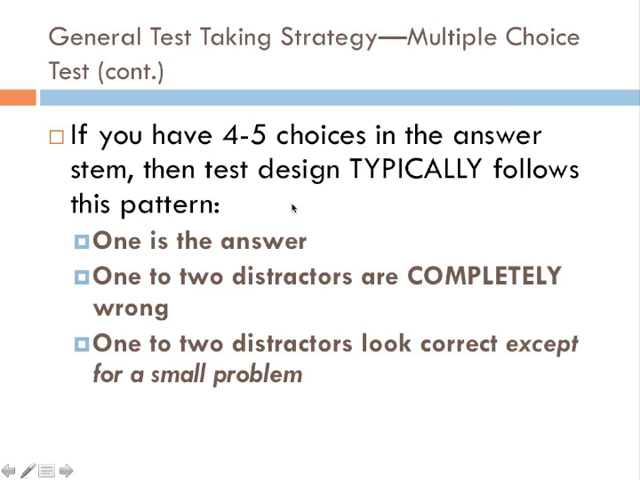So, for example, as we can see here, 1 is the answer, of course. And then 1 to 2 of the distractors that are listed here are completely wrong, which means that there is absolutely no hope that the answer could ever be right. However, it's the other distractors that often confuse students, because generally there are 1 to 2 distractors that look correct, except usually for some small problem.